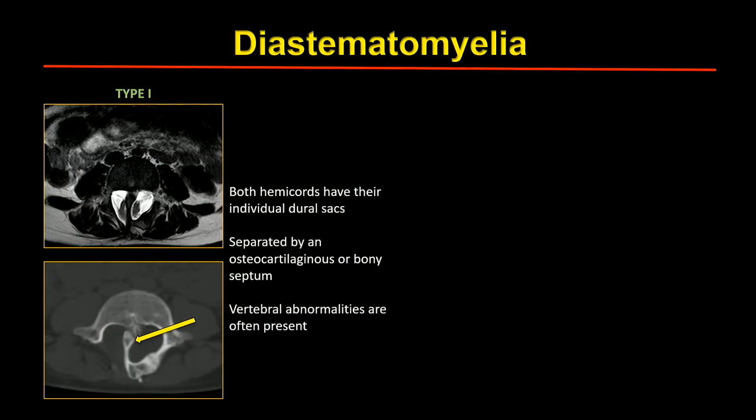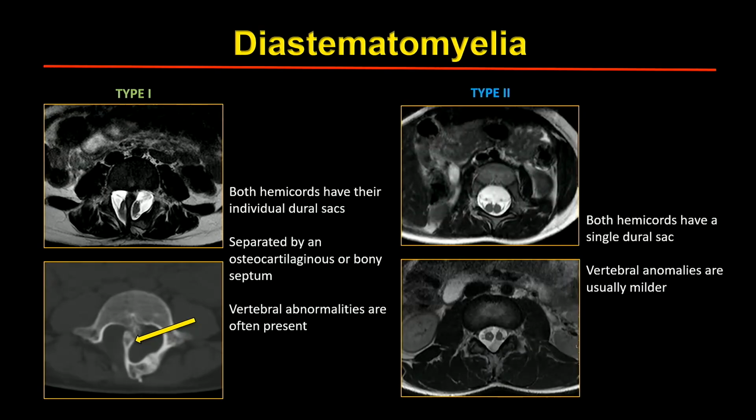The type 1, where both hemichords have individual dural sacs, and they're often separated by either a fibrous or a cartilaginous or a bony septum, as seen here, and these patients have higher incidence of vertebral anomalies. So CT scan is very important in these patients to show the vertebral anomalies or to show the septum, as seen here. Similarly, susceptibility-weighted images or heavily T2-weighted images can beautifully depict the septum in these cases.